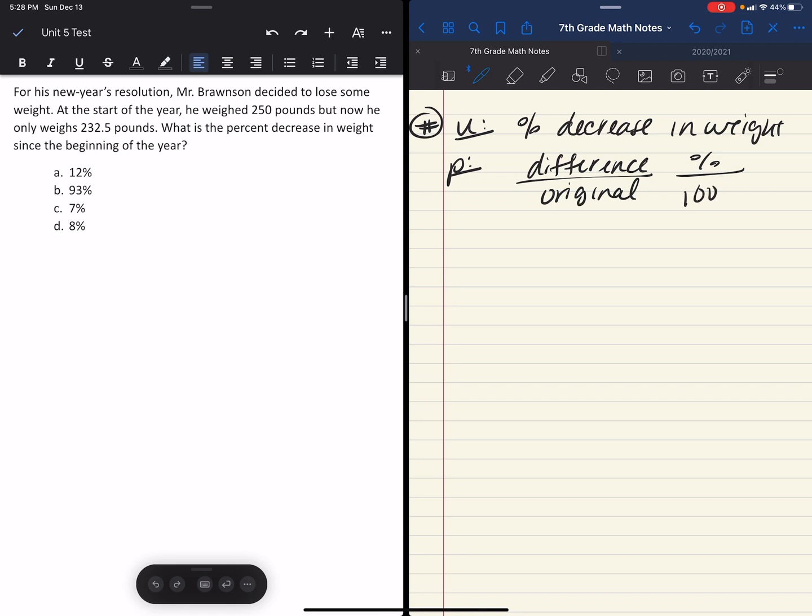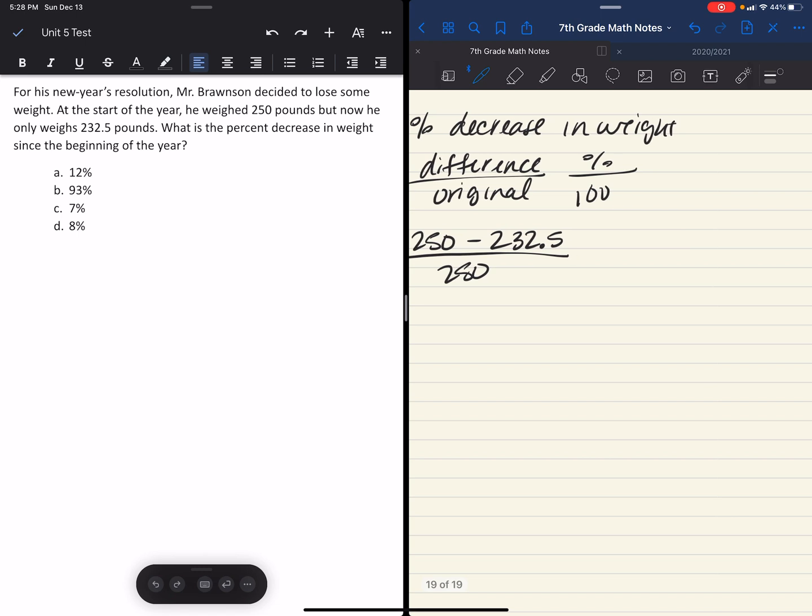So the difference in weight, I'm going to pull that out, that he weighed 250, and then his end weight was 232.5. And then his original weight was 250, because that's what he started at the beginning of 2020. Or, sorry, for his New Year's resolution, beginning of 2019, I guess. So let's find the difference.